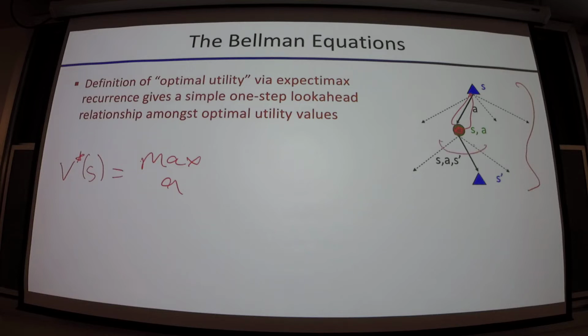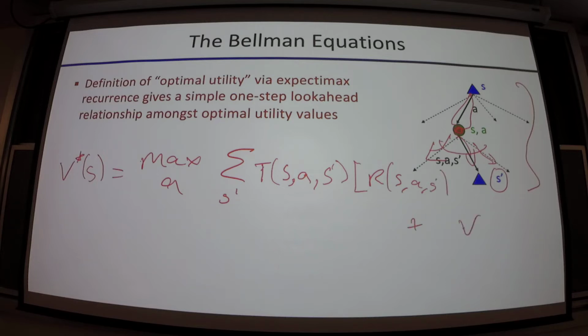But since there's stochasticity here, and we can end up via some probability landing in a whole set of S primes, we have to take the expected value, right? The expected value looks like the weighted sum over the possible outcomes of the transition probability, starting in S, taking action A, landing in S prime, times the reward we're going to get for that transition, plus what happens if we act optimally in the future from there, plus some discounted value. Right? Does everybody remember this?